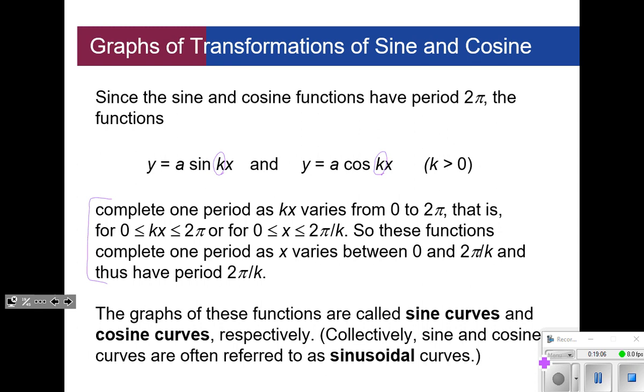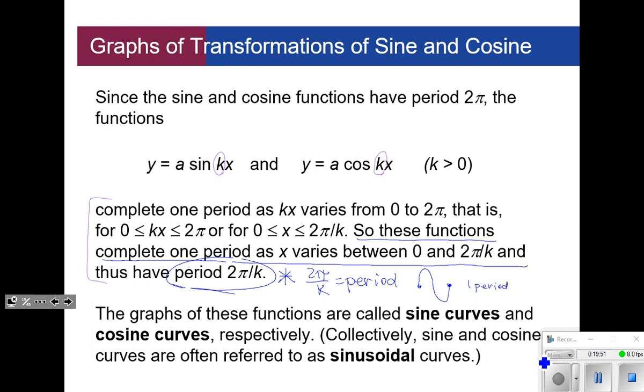So here's the crux of the matter. These functions, the sine and cosine, complete one period as x varies between 0 and 2 pi over k, thus have a period of 2 pi over k. So whatever your k is, that determines your new period. A period is how long it takes to finish one full revolution of sine, where it goes up and then down and then back to 0. On the sine graph, where it starts and where it ends, it goes up, then down, then back to 0. That is one period.